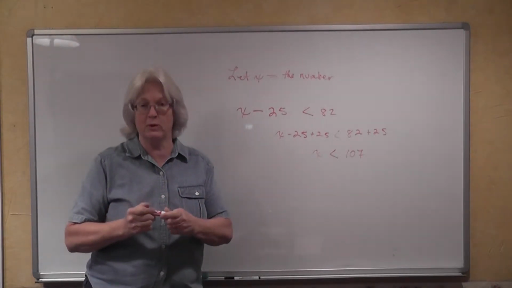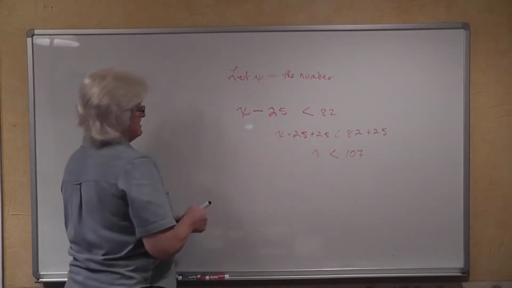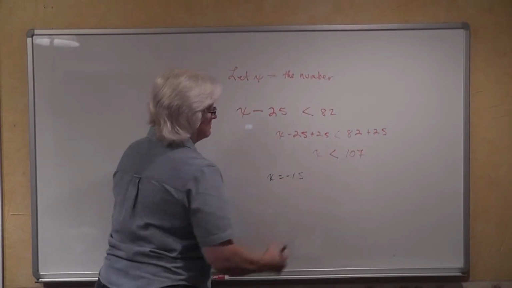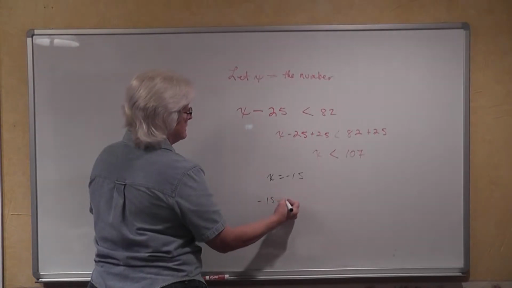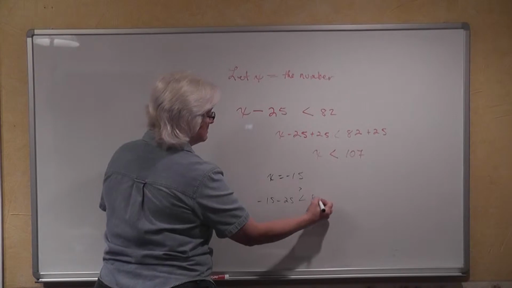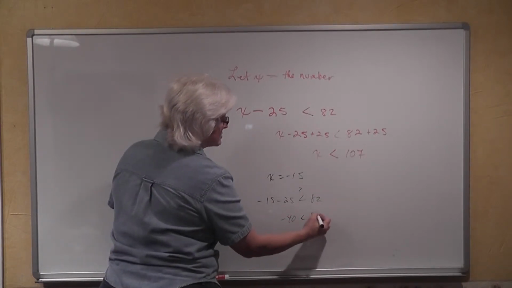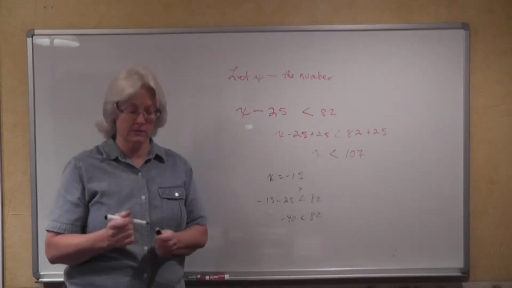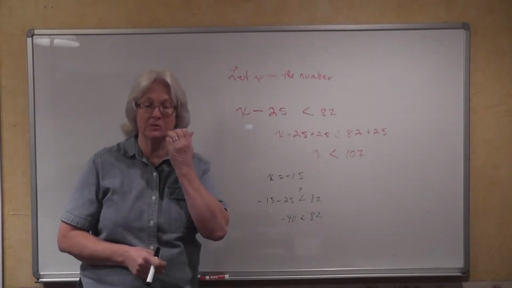Well, what happens if we have x is negative 15? Could that possibly work? Negative 15 minus 25, is that less than 82? Yes. A negative 40 is certainly less than 82. Okay? Well, let's change this problem around just a little bit.